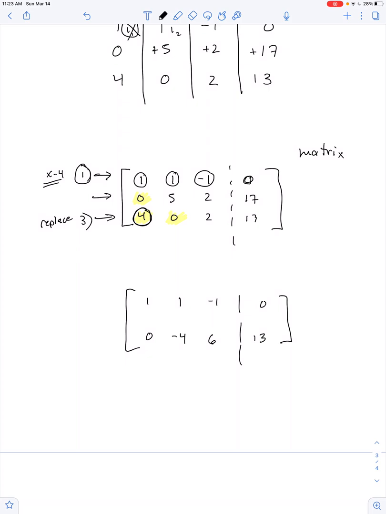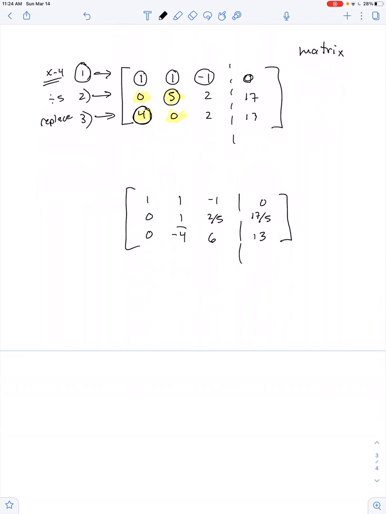Okay, I'd actually be happier if this 5 was a 1. So I could just divide everything by 5. So that's what I'm going to do. I'm going to take line number 2, and I'm going to divide everything by 5. So 0 divided by 5 is still 0. 5 divided by 5 is 1. 2 divided by 5 is 2/5. 17 divided by 5 is 17/5.